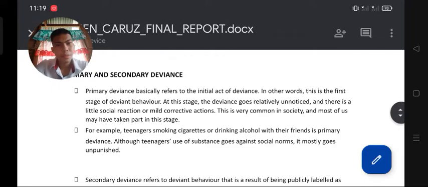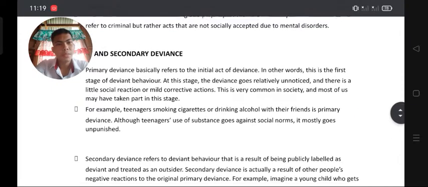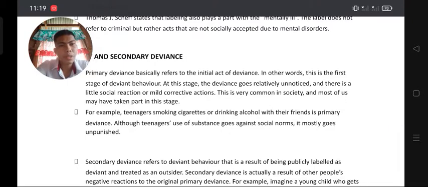The last is primary and secondary deviance. Primary deviance basically refers to the initial act of deviance. In other words, this is the first stage of deviant behavior. At this stage, the deviant goes relatively unnoticed and there is little social reaction or mild corrective action. This is very common in society, and most of us may have taken part in this stage. For example, teenagers smoking cigarettes or drinking alcohol with their friends is primary deviance. Although teenagers' use of substances goes against social norms, it mostly goes unpunished.